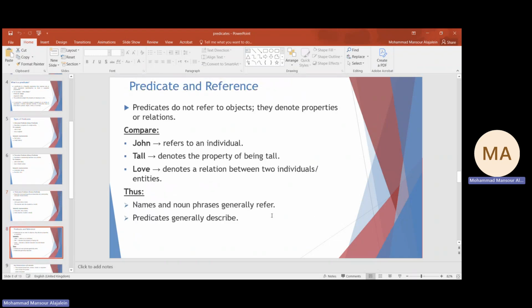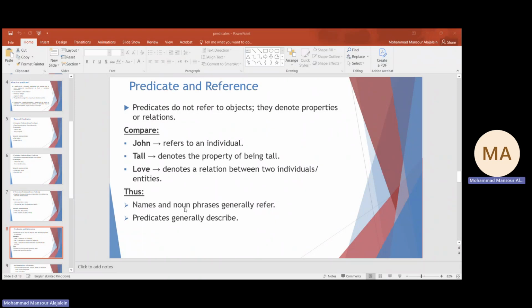So let's talk about predicate and reference. What might be shared and different between these two concepts. Predicates do not refer, as we say, to objects in the same way that referring expressions do. Instead, they denote properties or relations. Let's compare. John refers to an individual. It's a referring expression, and tall denotes a property of being tall.